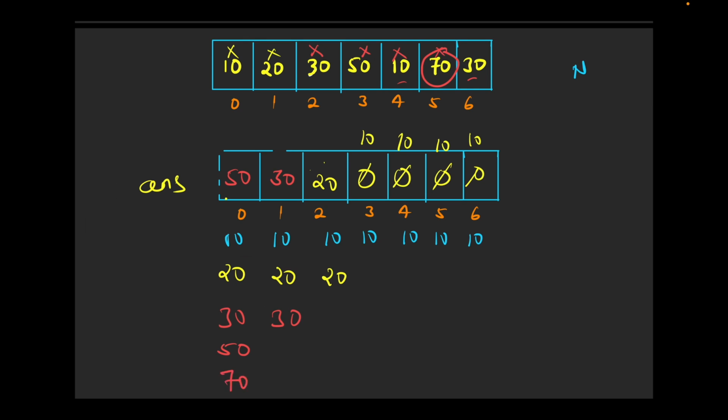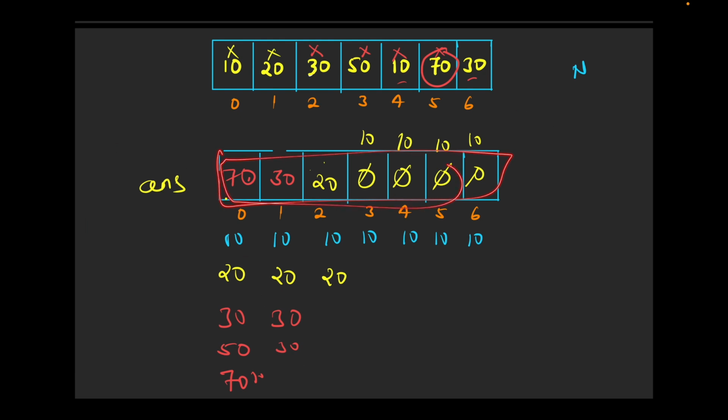Now 70 is greater than 50, so I will update it here as 70. Now I will come to 30. Hey 30, you are smaller for how many subarrays? 1 and 2. It is smaller for only 2 subarrays, so it will come as 30 here and here. Already 30 is not greater than 70, so I will not update it. Again we have 30, and 30 is greater than or equal to 30, so it will remain as it is. So this is our final answer.